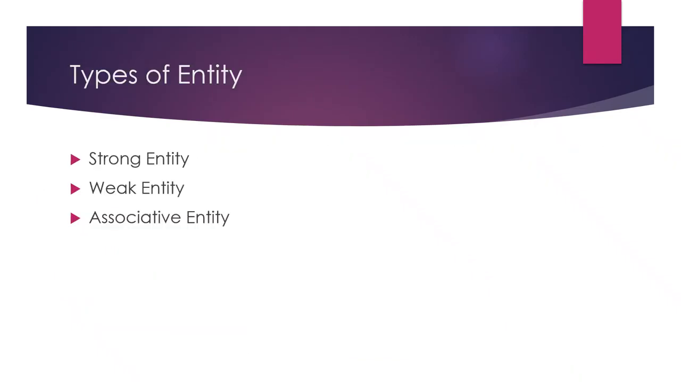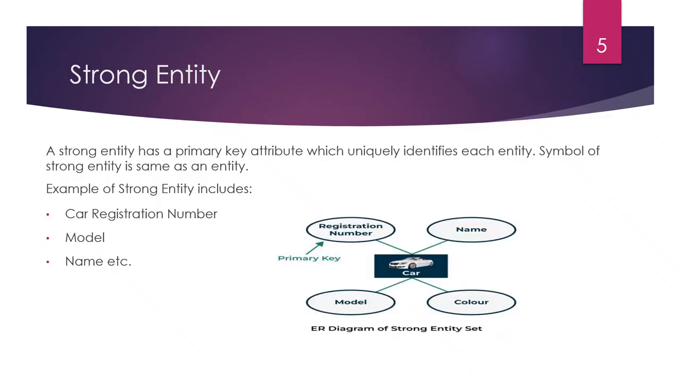Entities are categorized into three types, that is strong entity, weak entity and associative entity. First one is strong entity. A strong entity set exists independently and each instance of a strong entity set has a unique primary key. Let's see the given diagram. It shows the car entity with car register number as a primary key and model, name, etc.